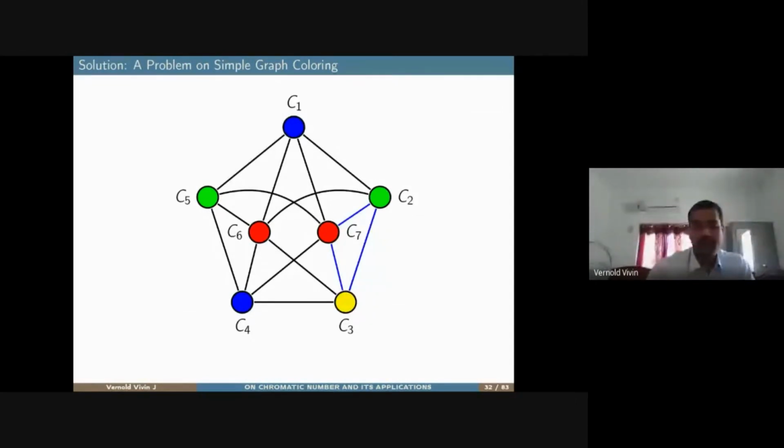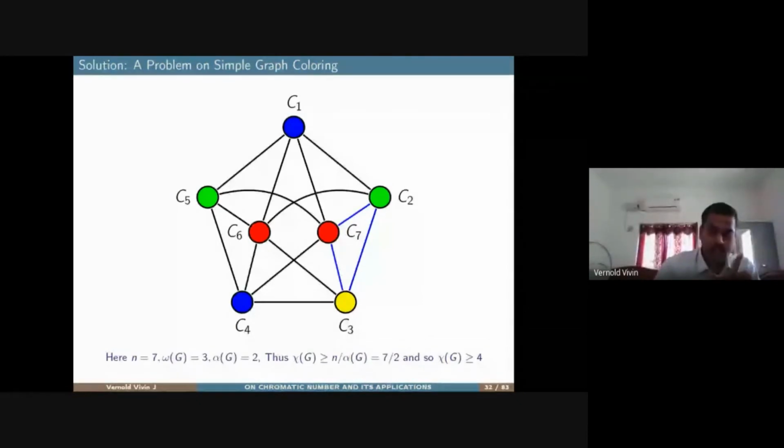Next we are going to talk about alpha of G, that is the vertex independence number of G. So what is the vertex independence number of G? It is the largest set of vertices of the given graph G having non-adjacent vertices. Here the total number of vertices n is 7, and the clique number, the maximal complete subgraph present in the given graph G, is 3, and the vertex independence number alpha of G will be 2. So only 2 vertices can be present here. You can go for any such 2, they are non-adjacent.